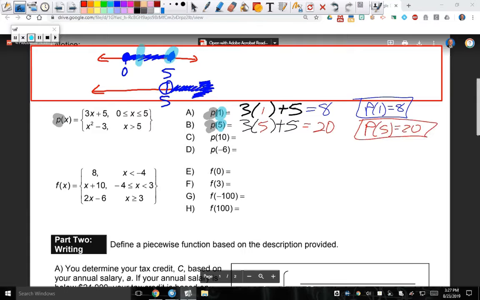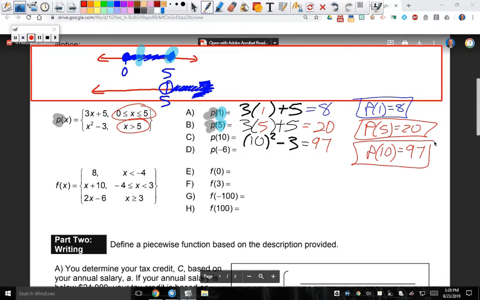Next one says P of 10. Looking at these 2 intervals, the second one. So let's build the equation. It'll be something squared minus 3. We're going to plug in 10. Anyone, what do I get? 97. So P of 10 is 97. All right.